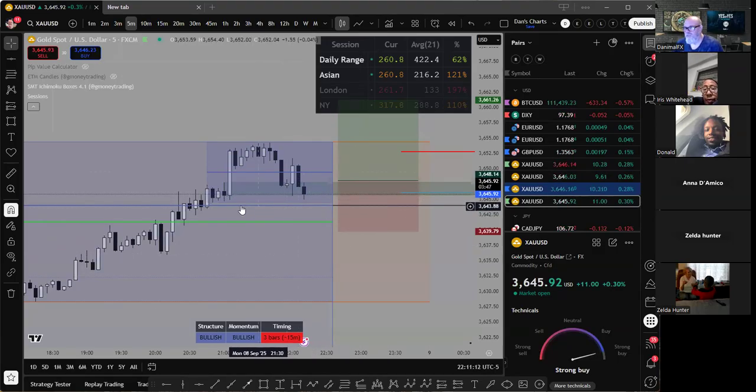See how price is already testing another low that's coming back. Retesting that zone again. Now it's going to test a little lower.